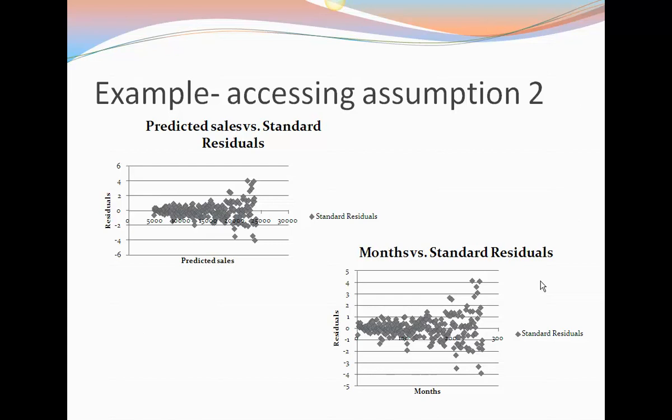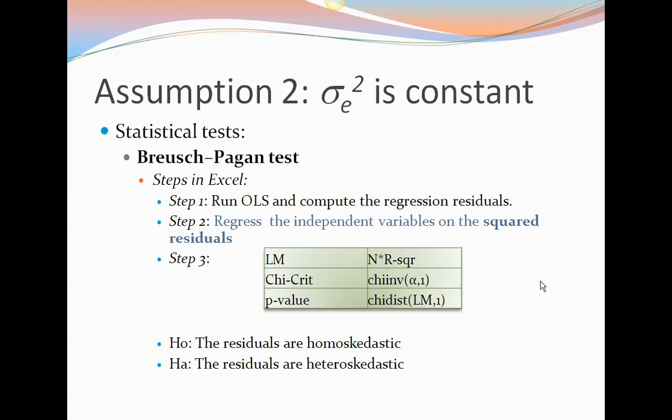I can also confirm this using my Breusch-Pagan test. And I'll show you how to run this test in both Excel and SPSS. Again, it can be performed for both simple and multiple regressions. So steps in Excel: run OLS and compute the regression residuals. So not just the standardized, you'll click on residuals that you want residuals and standardized residuals. There's nothing wrong with just looking at the graphs of the standardized residuals, but in order to run the Breusch-Pagan test, don't use the standardized residuals, use the regular residuals.